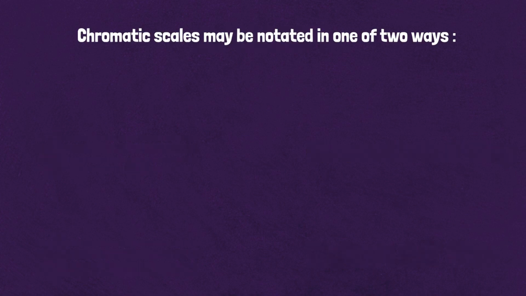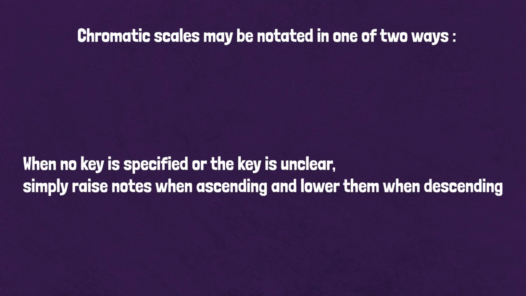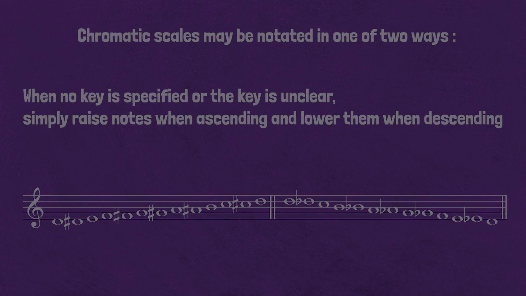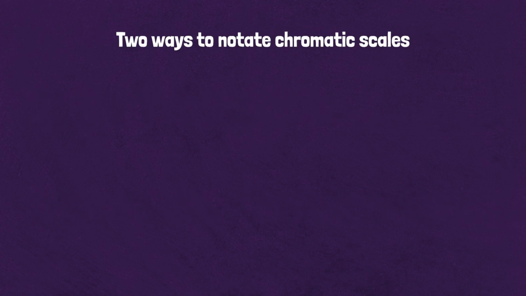Chromatic scales may be notated in one of two ways, depending on the context. When no key is specified or the key is unclear, simply raise notes when ascending and lower them when descending, as in example. Two ways to notate chromatic scales.